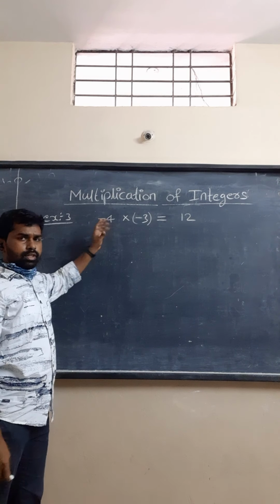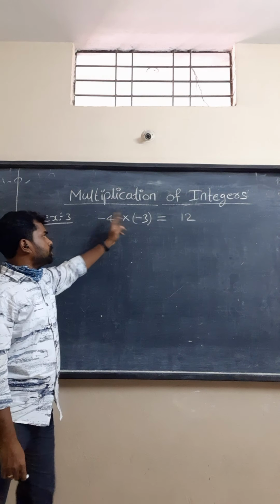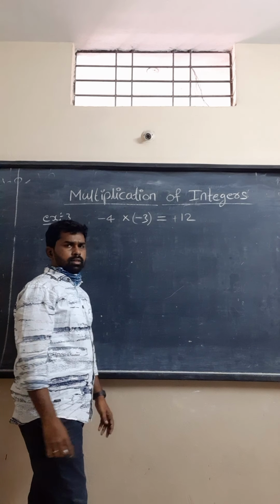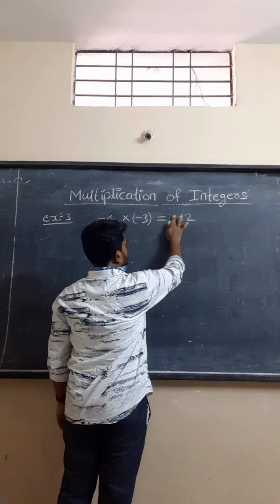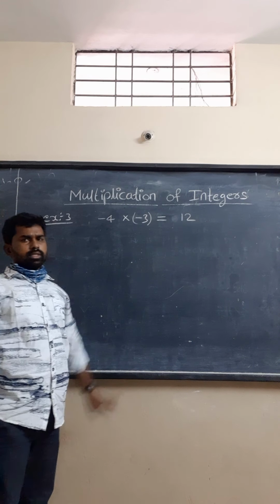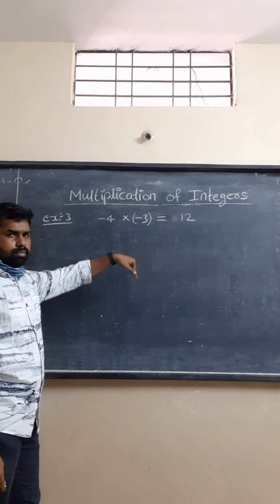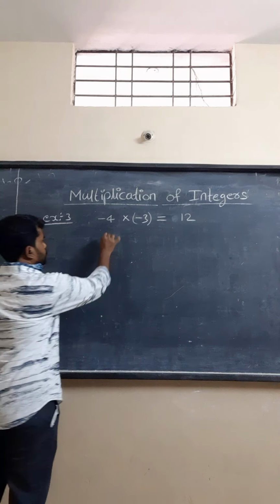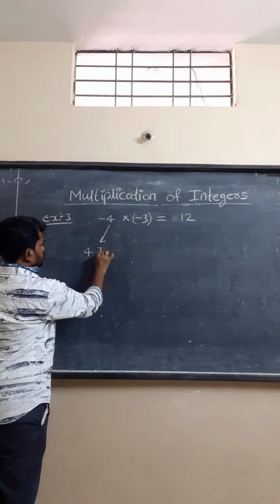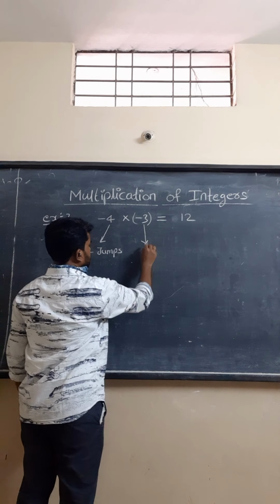And then after multiplying the numbers, you multiply the signs. Minus into minus, how much? Plus. Plus means no need to indicate the plus sign again. If nothing is there in front of the number, it itself is a positive integer. No need to mention the plus sign. This 4 will represent the number of jumps. How many jumps are there? 4 jumps we need to make. And each jump, how much? 3 steps each.